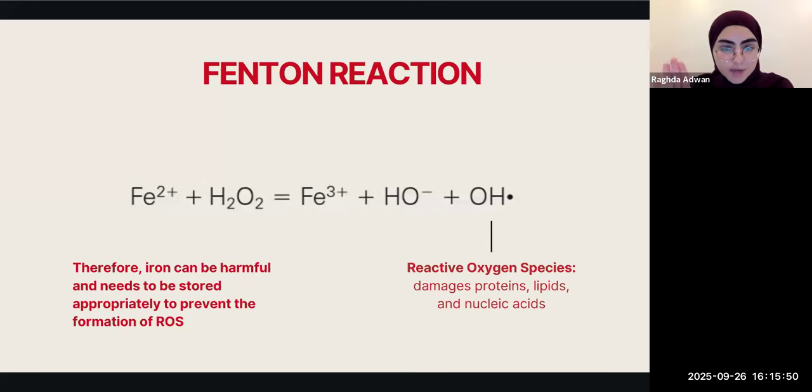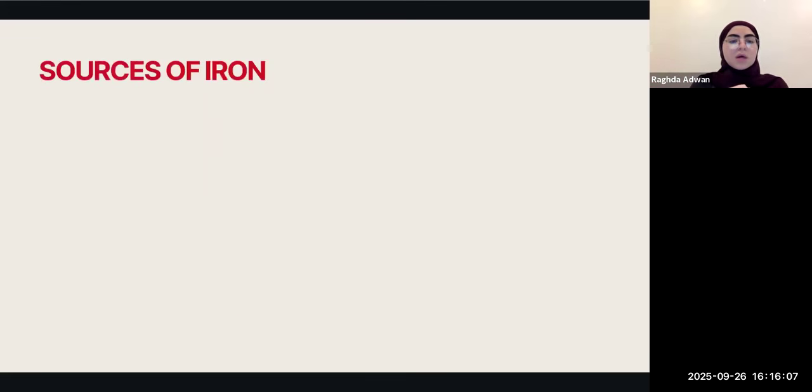You don't need to memorize this reaction. It's never going to be asked about. You just need to remember that iron can be harmful if there's excess amount of it because of things like this, where you can end up with reactive oxygen species as a byproduct of this reaction of iron. So we need to prevent the formation of reactive oxygen species, okay? You don't need to memorize this.